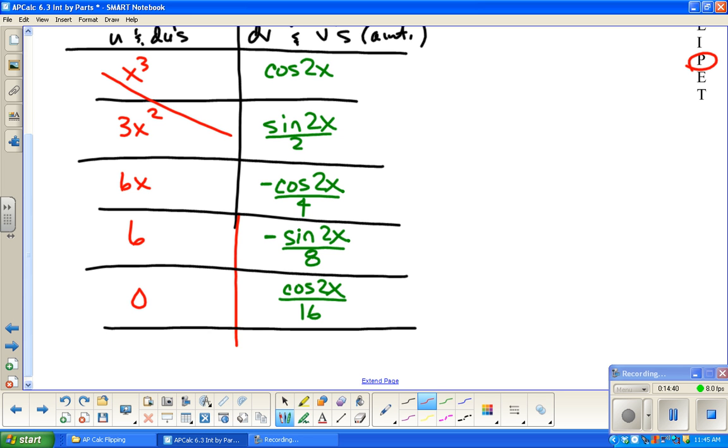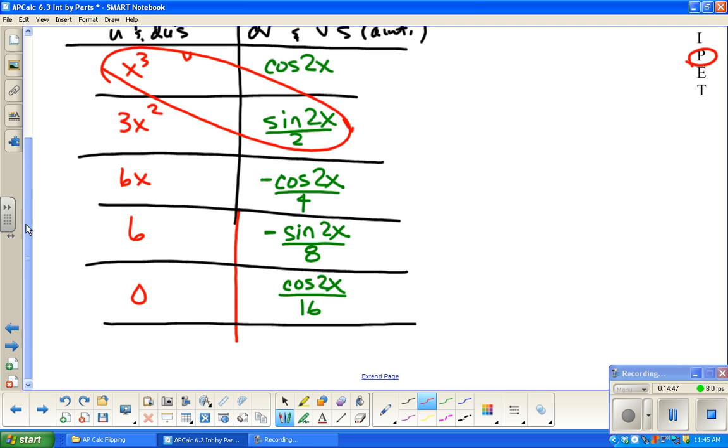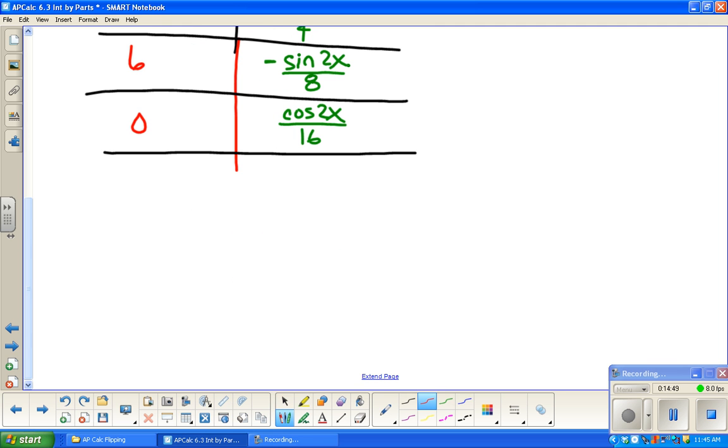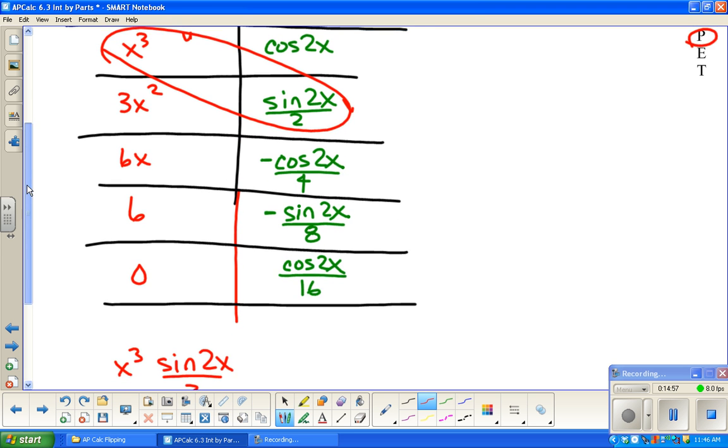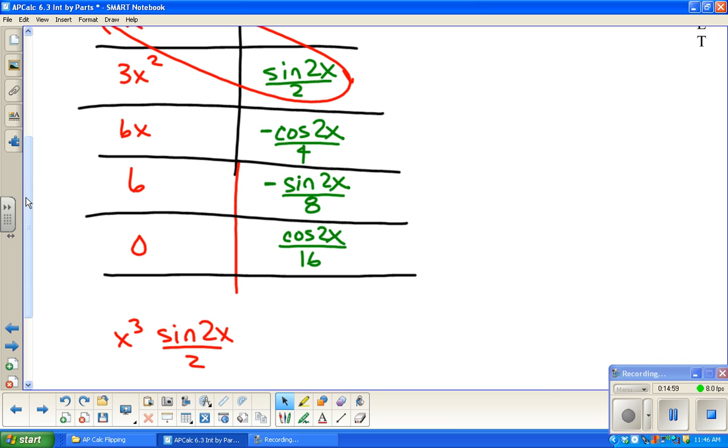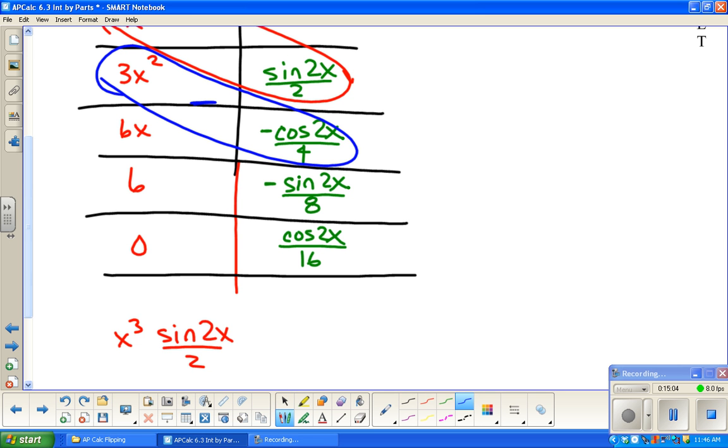All right, so this is my first term. This is u times v. U times v. Okay, so x cubed sine 2x over 2, I believe it was. Yep. Okay. Next one. Okay, so remember that they alternate signs. So I'm going to do minus. So minus 3x squared times negative cosine 2x over 4.